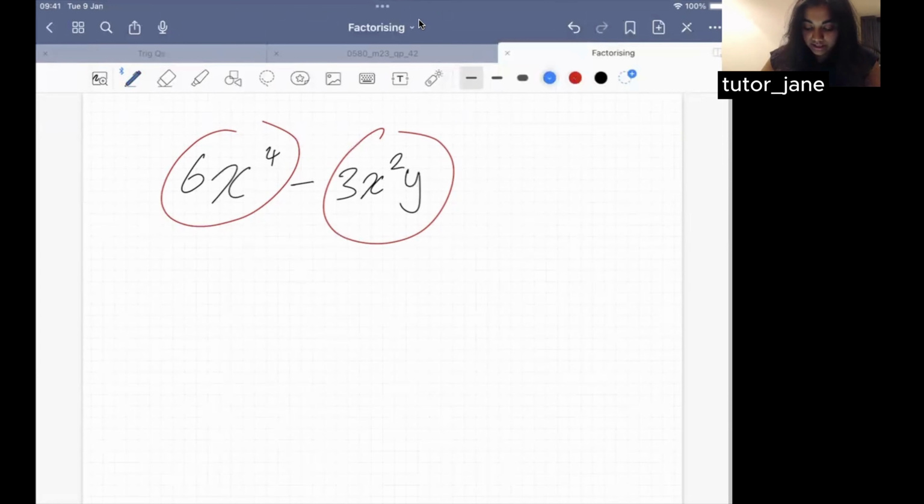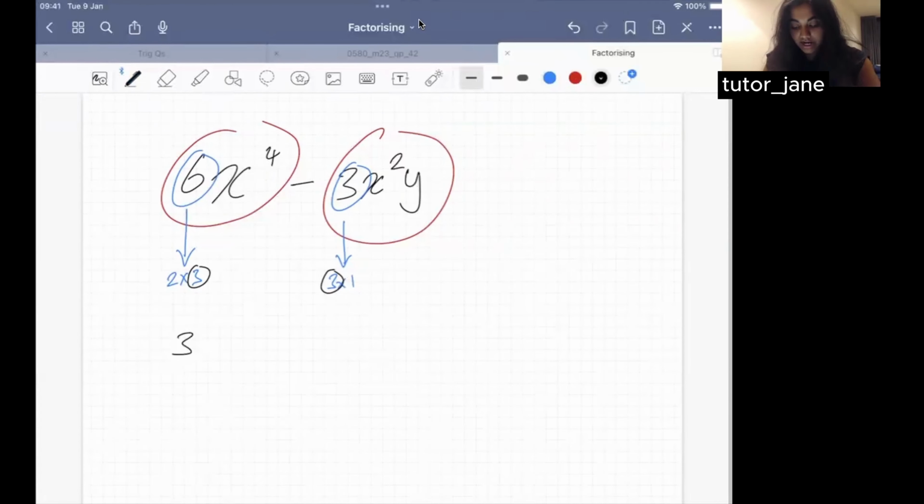Well, I can immediately see that I've got a 6 here and I've got a 3 here, right? So this 6 part of the 6x to the power of 4 is actually 2 times 3 times x to the power of 4. And this 3 is actually 3 times 1, right? So looking at the numbers alone, I can see that they both have a 3 in common. So I'm going to take that out, right? Take the 3 out. Cool. The numbers are now dealt with. And we're going to have a 2 and a 1 left inside the brackets.